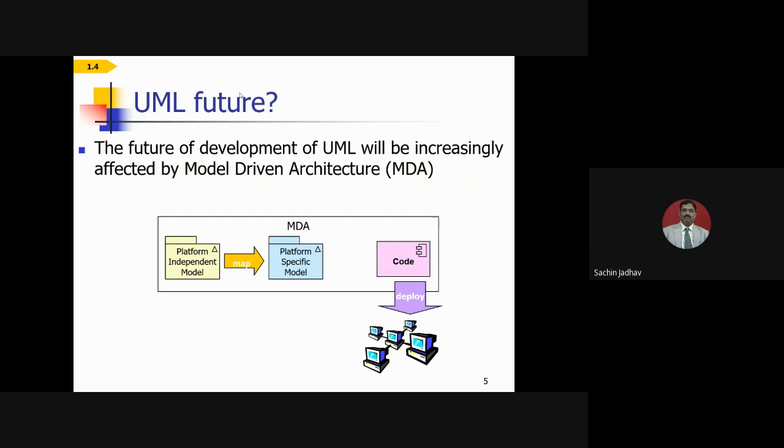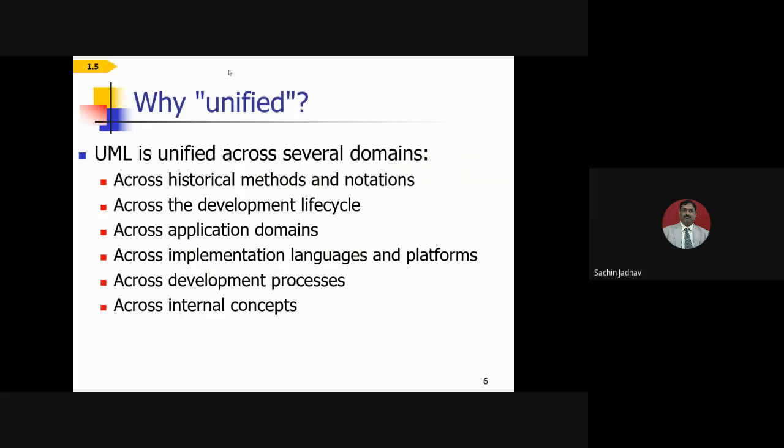We first have to generate the generalized model in terms of the platform-independent model. Then we have to map it into the platform-specific model, then generate the code and deploy it at the customer's end. Now we'll discuss why exactly this unified modeling language is called unified.